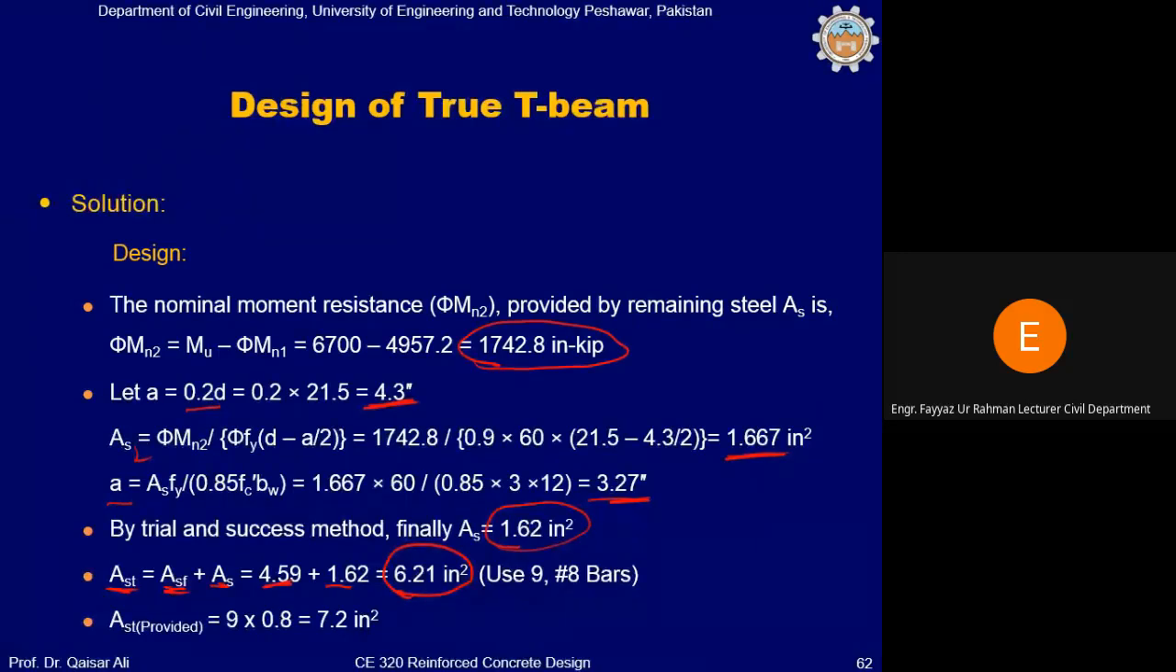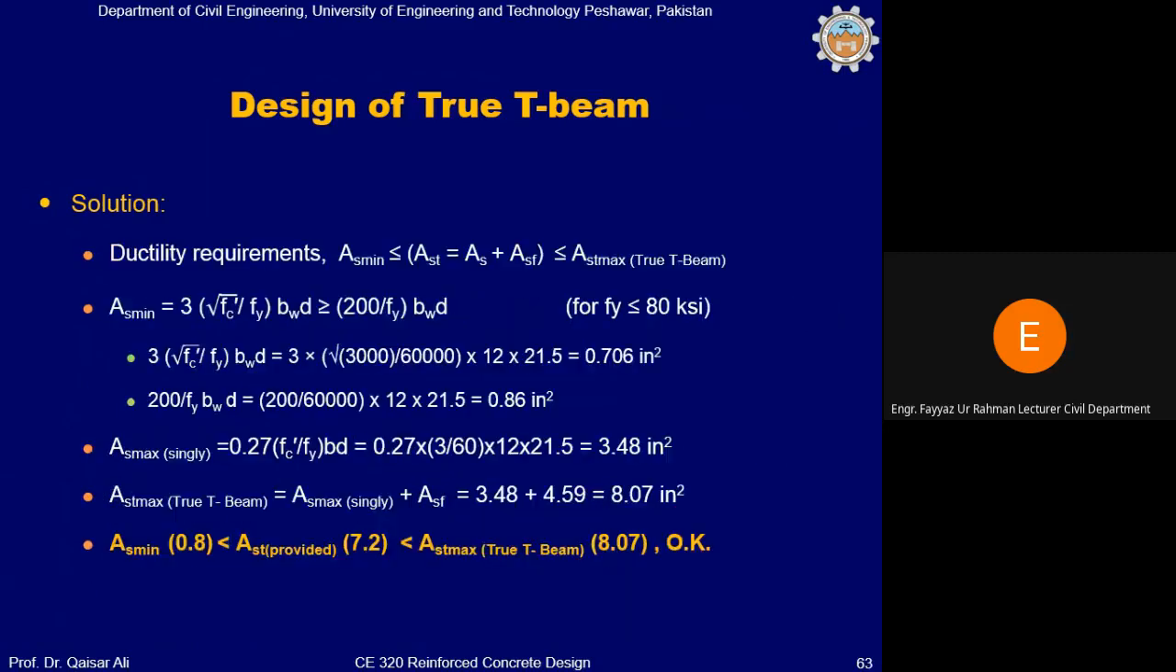If you use number 8 bar, 9 number 8 bars will be required for this. So the provided reinforcement, you see here, is 9 multiplied by 0.8, which is coming 7.2 inch square. Now you have to check it with the maximum reinforcement allowed in this beam. Minimum reinforcement is the same, calculated on the basis of bw; it is coming 0.86 inch square. But what about maximum reinforcement? It is the maximum reinforcement for singly reinforced beam, which is 3.48, plus Asf. And Asf we have calculated, it is coming 4.59 inch square.